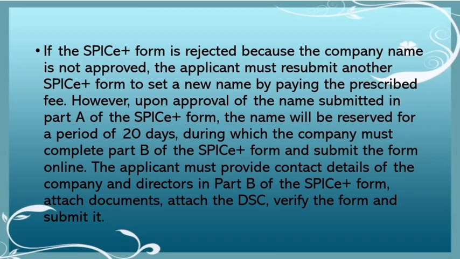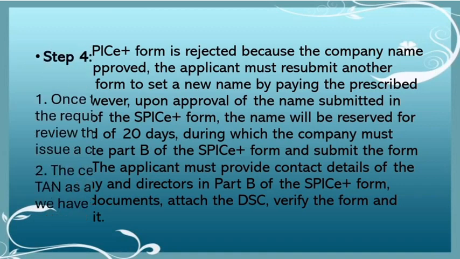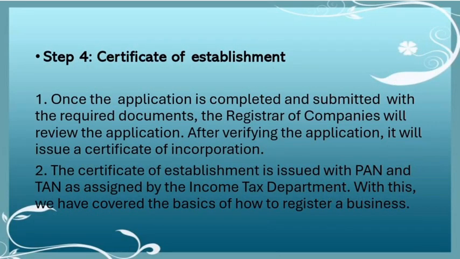During that time, the company must complete Part A and Part B of the SPICe+ form and submit it online. Then the applicant must provide the contact details of the company and directors in Part B of the SPICe+ form, and attach the documents, checking that they are in proper order, like the MOA and AOA, which are mainly two fundamental rights, like the doctrine of indoor management and ultra vires, basic principles of the Company Act. Coming to the next part, step 4.